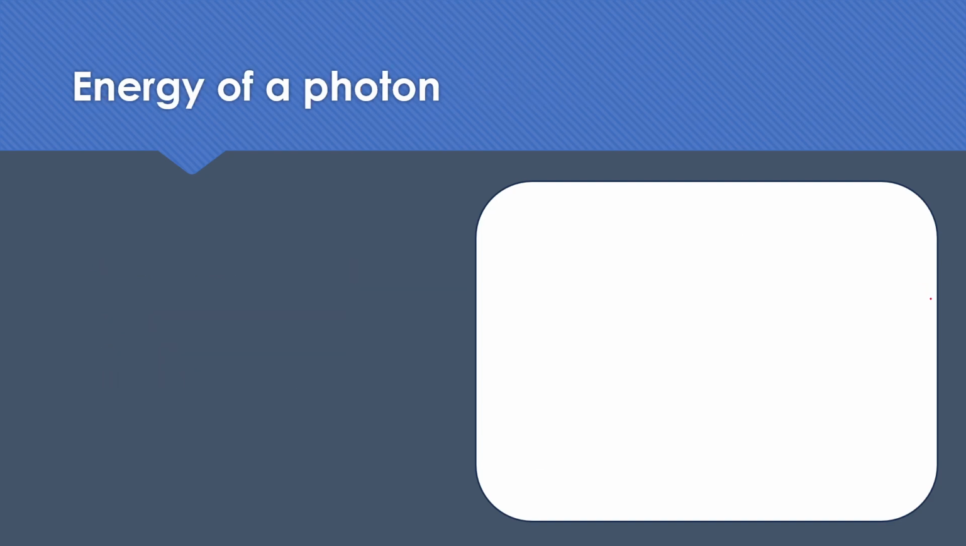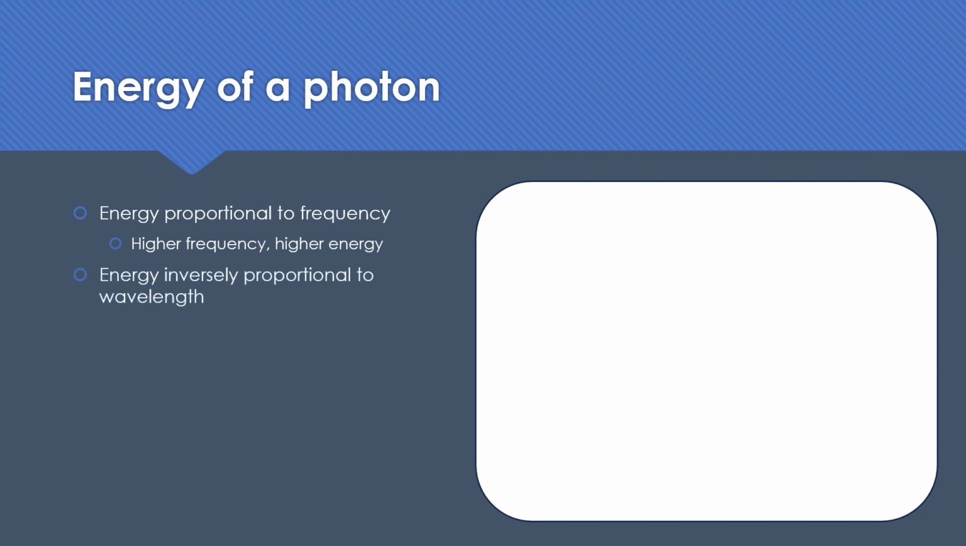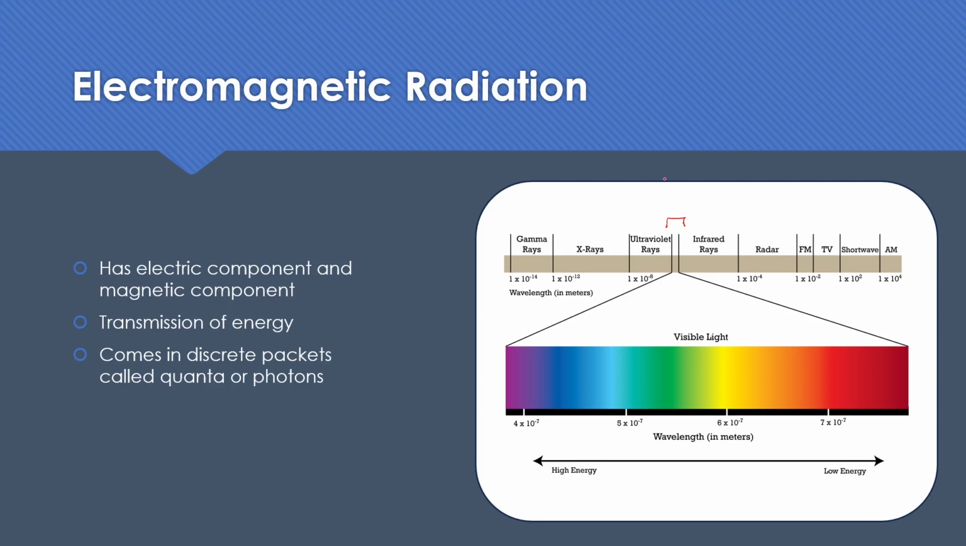The energy of a photon is going to be proportional to its frequency. So higher frequency means higher energy. And it's inversely proportional to the wavelength. So if we go back to this chart, as you move this way, we have lower wavelength, which means we have increased energy. As we move this way, we have increased wavelength, which means lower energy, right?